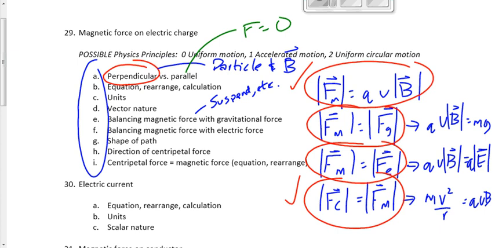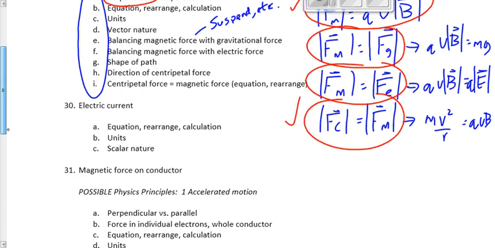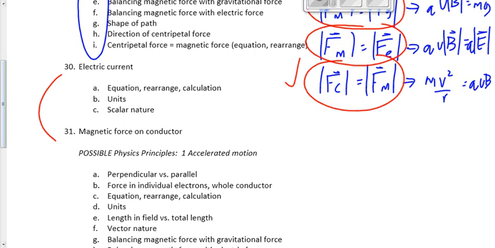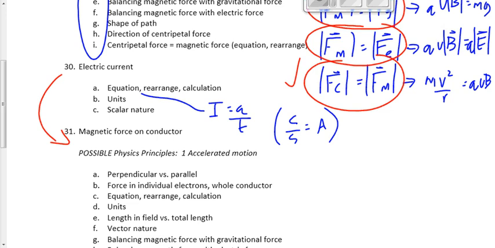Talking about electric current here only because it becomes important later on when we talk about the force on a conductor. Just remember the electric current is the movement of charge, and the equation is Q over t. So it could be coulombs per second. What's the other set of units that we use for electric current? The amps, right?